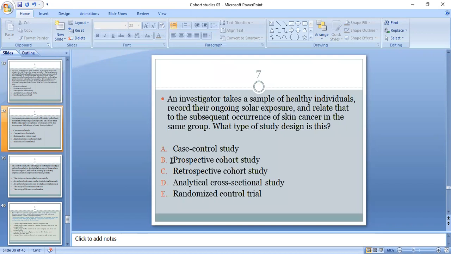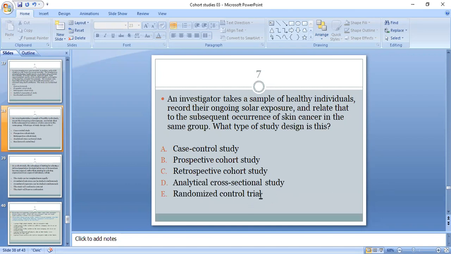It is B. Yes, B is the correct option. Prospective cohort study, because when the investigator starts his study, none of the exposure or the outcome of interest has occurred. So it is a prospective cohort study.